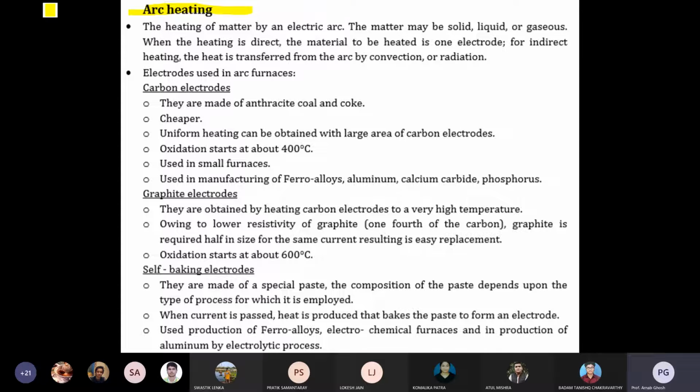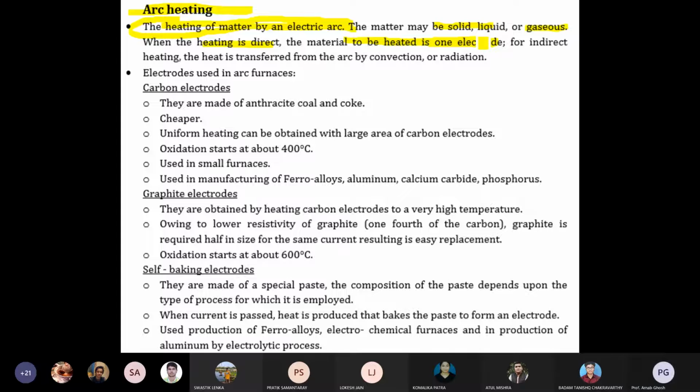The heating of matter by an electric arc. Here we are getting the heating by using an electrical arc. The matter may be solid, liquid or gaseous. When the heating is direct, the material to be heated is one of the electrodes. So we are talking about the direct heating method and the indirect heating method.